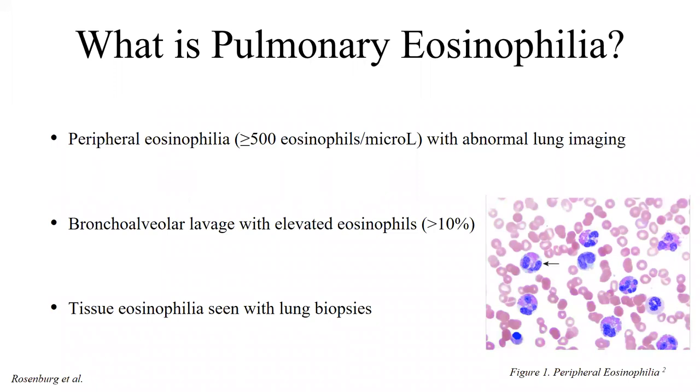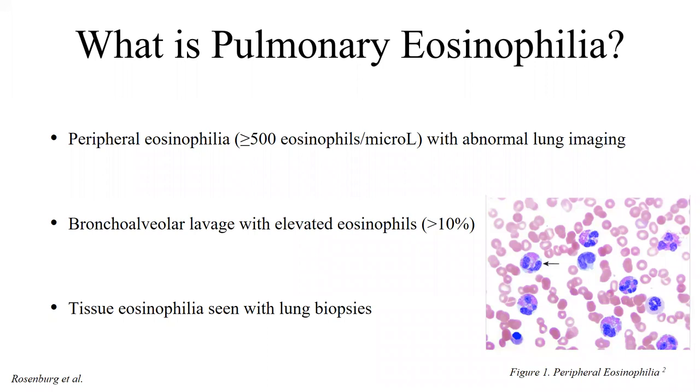So, what is pulmonary eosinophilia? It's described as an elevation of the peripheral eosinophils, usually more than 500, with abnormal lung imaging. Many of these patients also undergo bronchoscopy with BAL, and normally you'll see eosinophils elevated, with BAL results greater than 10%. And in patients who undergo tissue biopsies, you'll see tissue eosinophilia as well. This picture here, of course, is a peripheral blood smear. The arrow there is pointing to an eosinophil, just to show you what its structure looks like.